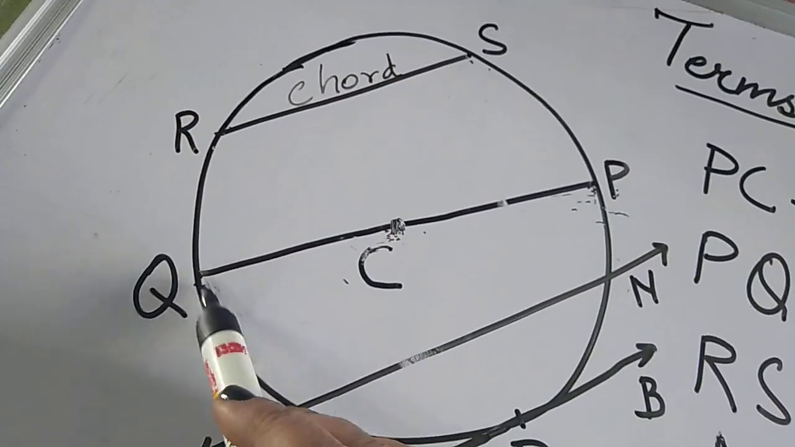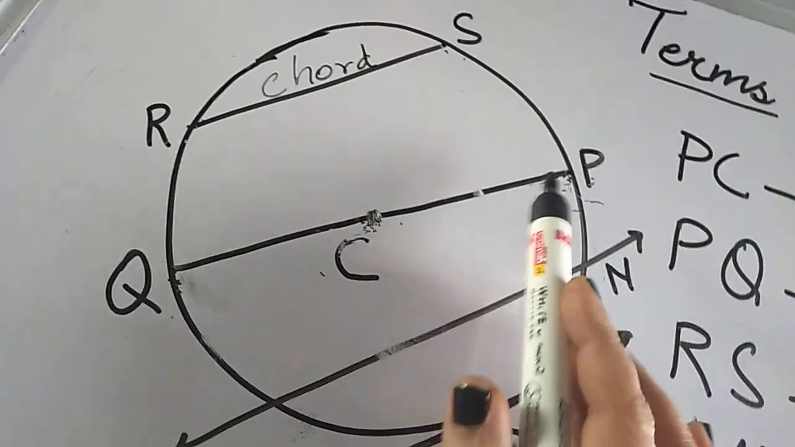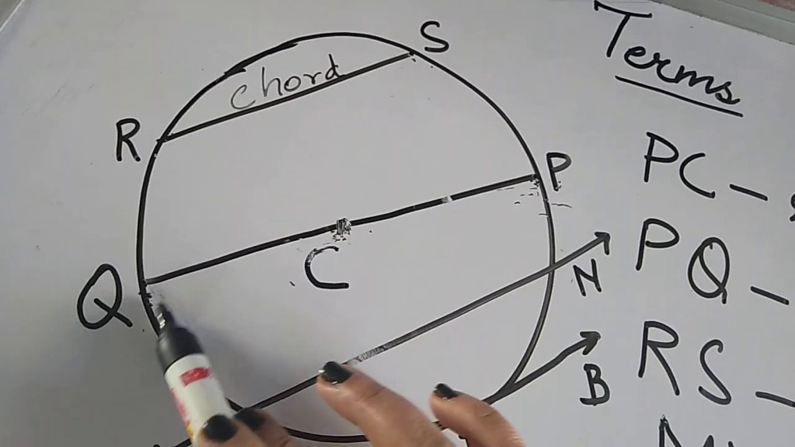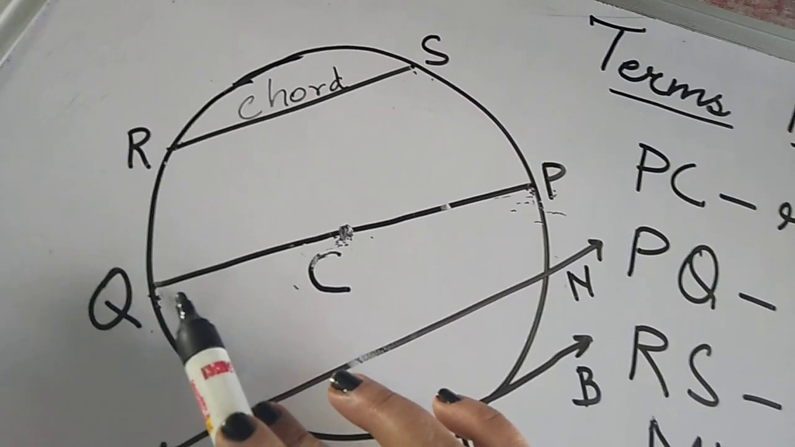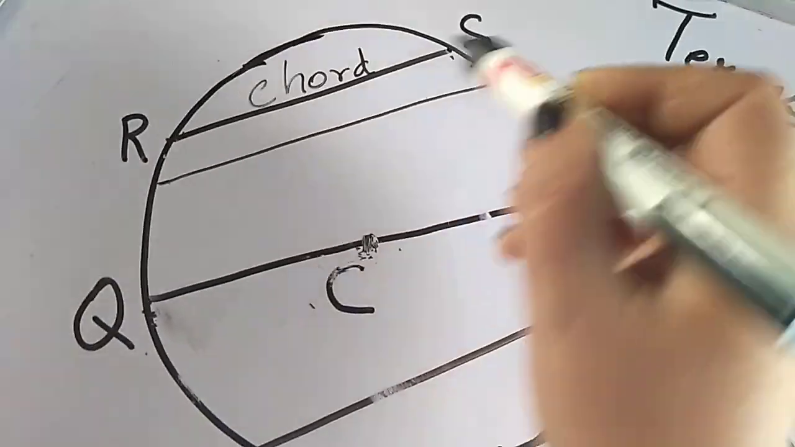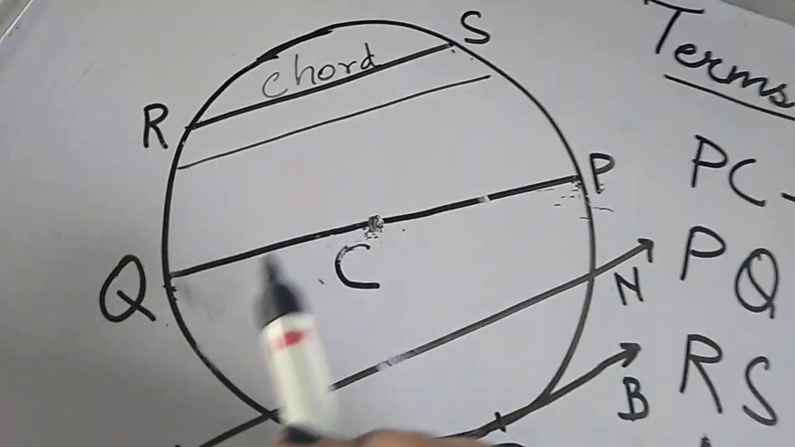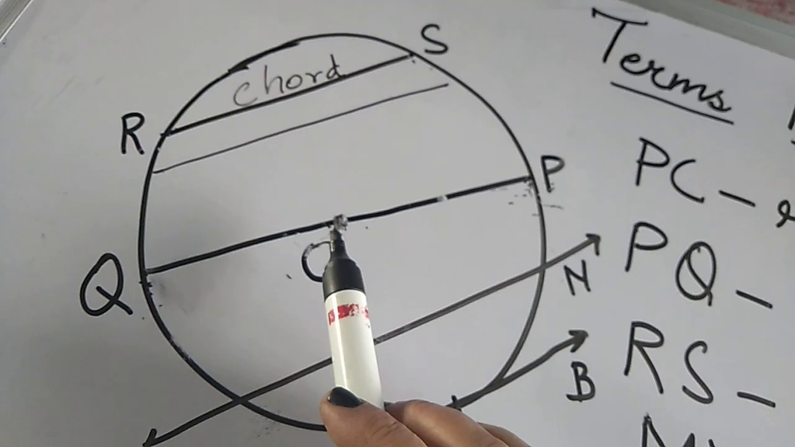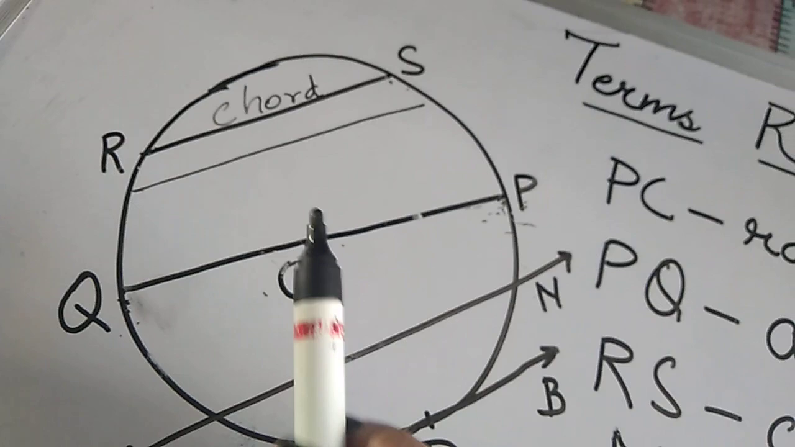Now, what can you say about PQ? Is it a chord? Yes. PQ is also a chord of the circle because it's cutting the circumference at 2 points and it has a fixed length. So PQ is the longest. As you draw chords, children, as we come near the center, the size of the chord increases. And we can say that the diameter is always the longest chord. Please note this down. The diameter is the longest chord of a circle.